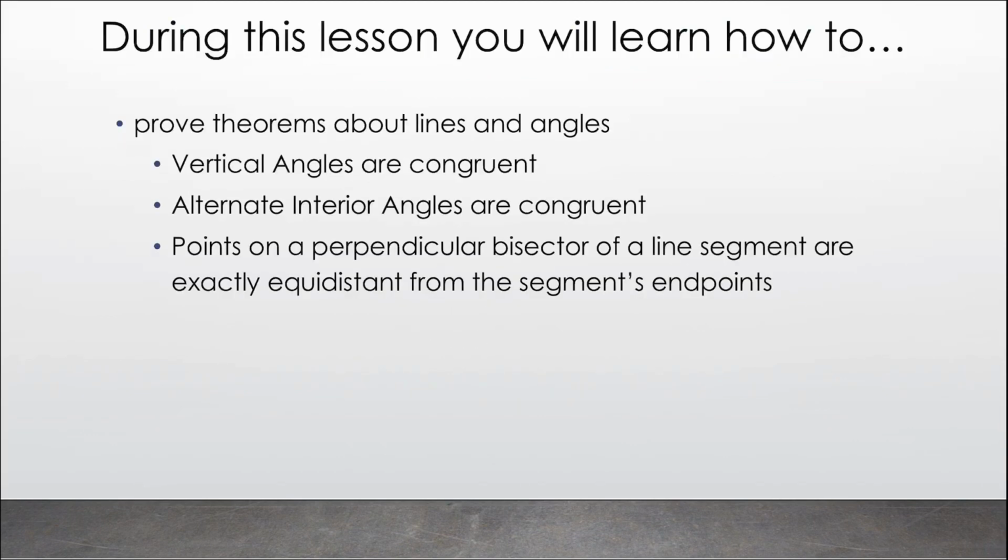Let's get started. During this lesson, you're going to learn how to prove theorems about lines and angles using: vertical angles are congruent, alternate interior angles are congruent, and points on a perpendicular bisector of a line segment are exactly equidistant from the segment endpoints. Most of these should be review. You should have gone over them previously, so hopefully it's not too bad. All right.